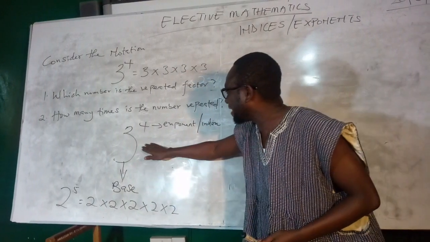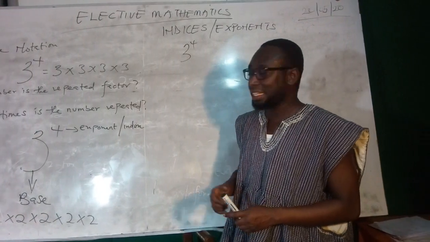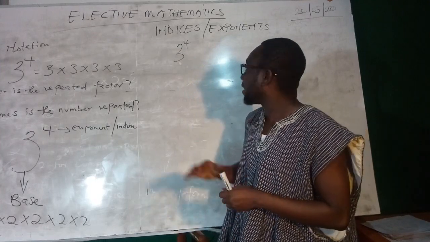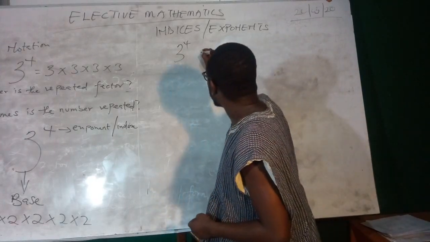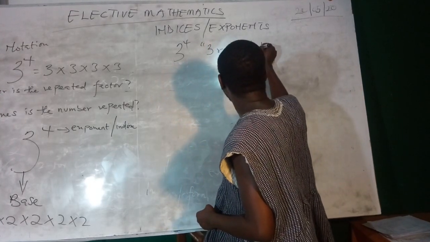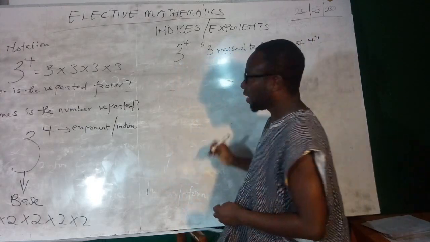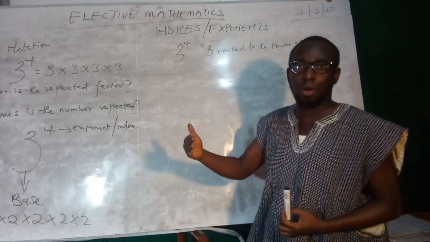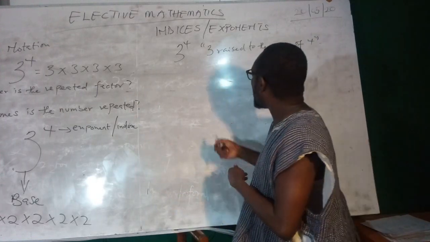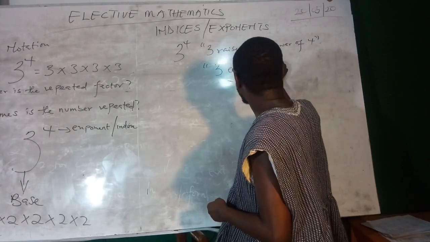Now, how do we read such an expression? We have already stated that when we write this, it means that the 3 is the base and 4 is the exponent. So how do we read this? This expression is read 3 raised to the power of 4. Or simply, someone can also choose to read this as 3 exponent 4.